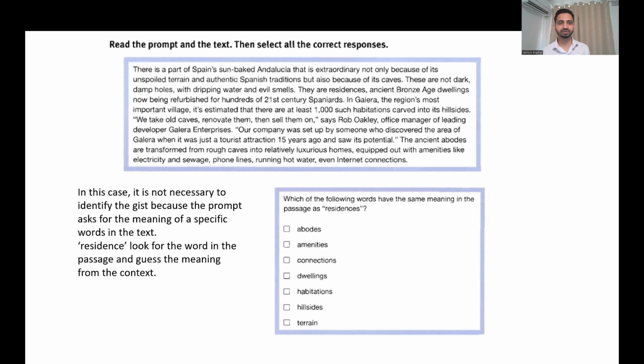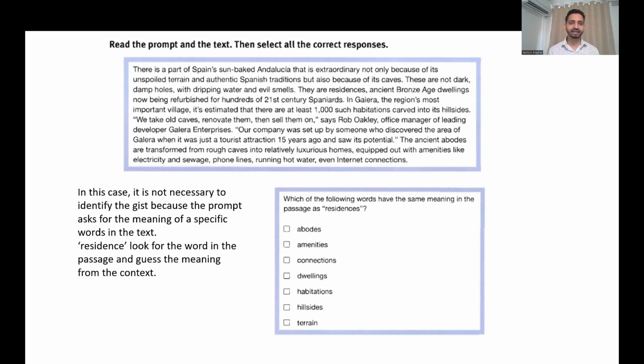This is multiple choice, multiple answer, so we'll stick with that. Now being refurbished for hundreds of 21st century Spaniards. In Galera, the region's most important village, it is estimated that there are at least 1,000 such habitations carved into its hillsides. Habitation has the same meaning as residences, so habitation is also a correct option. I'm going to take two options already by whatever I have read so far.